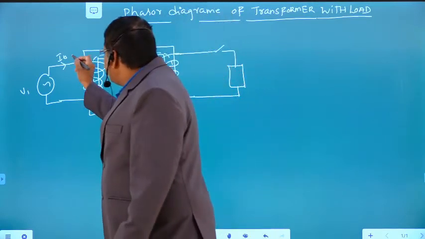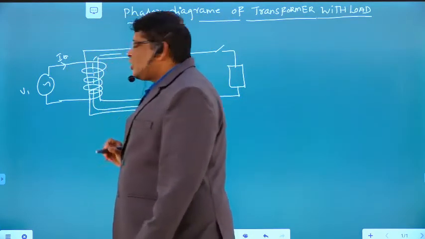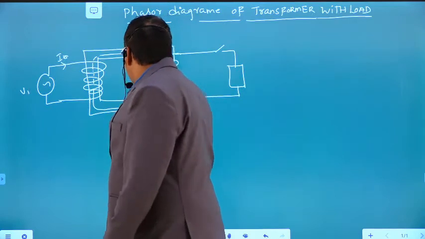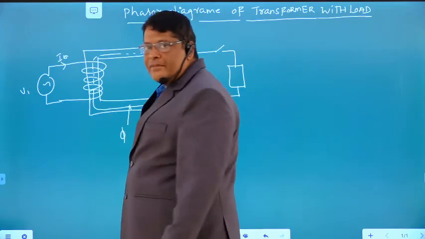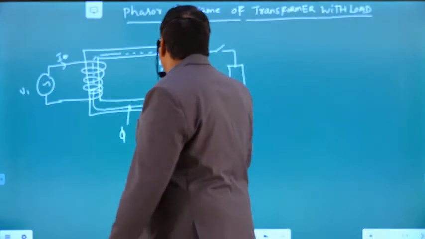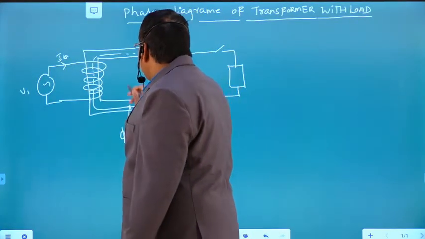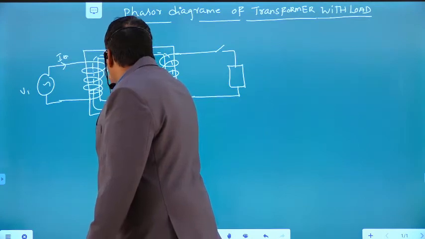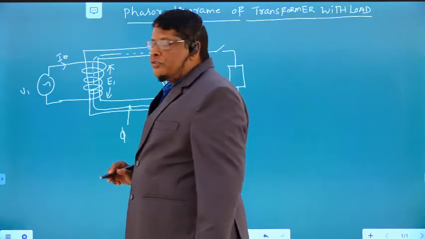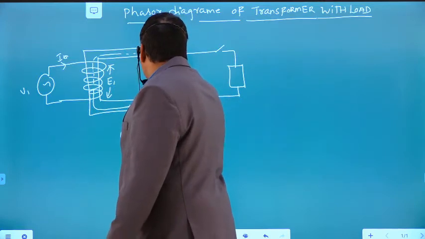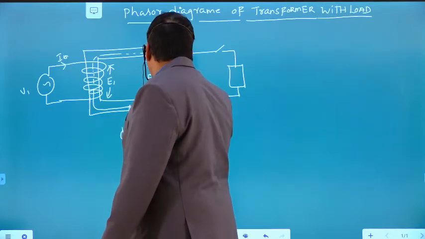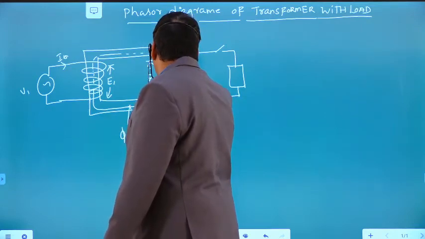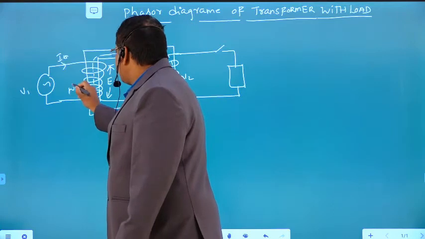The current taken by the transformer at no load is I naught. This is the mutual flux phi at no load. Here, the voltage induced in the primary winding is the self-induced voltage E1. A voltage is induced in the secondary winding, that is E2. The secondary has a number of turns N2, whereas the primary has a number of turns N1.